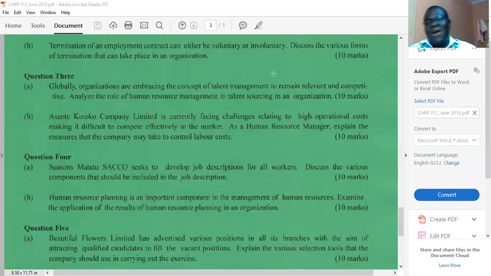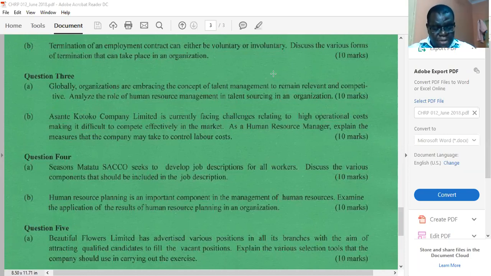Where do you work? Oh, I work for Safaricom. You are proud of your employer. But when I ask, where do you work? Oh, I work for some company just in the industrial area there. You are not proud of the employer. Such a company cannot attract talent. Talent wants to be associated with a leading brand in the market. So employer branding is a strategy that you want to employ and embrace in terms of talent acquisition.